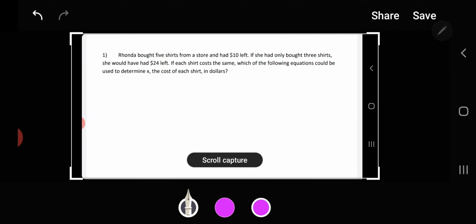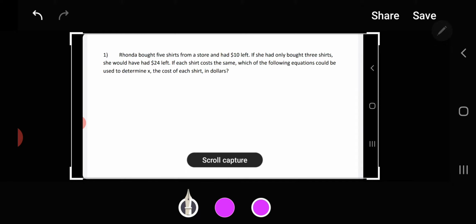So it says Rhonda bought 5 shirts from a store and had $10 left. If she had only bought 3 shirts, she would have $24 left. If each shirt costs the same, which of the following equations could be used to determine x, the cost of each shirt in dollars? Real quick, we're going to let x represent the cost of shirts.